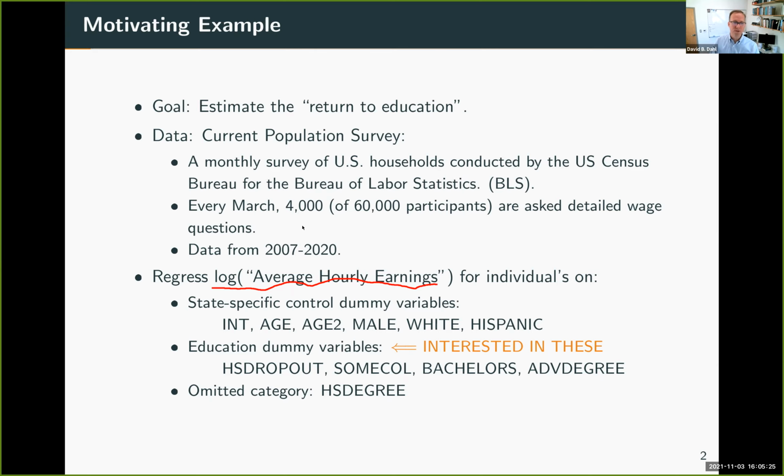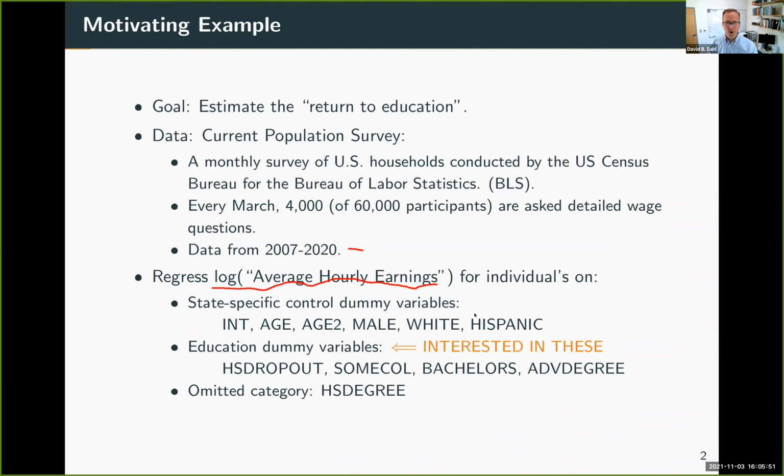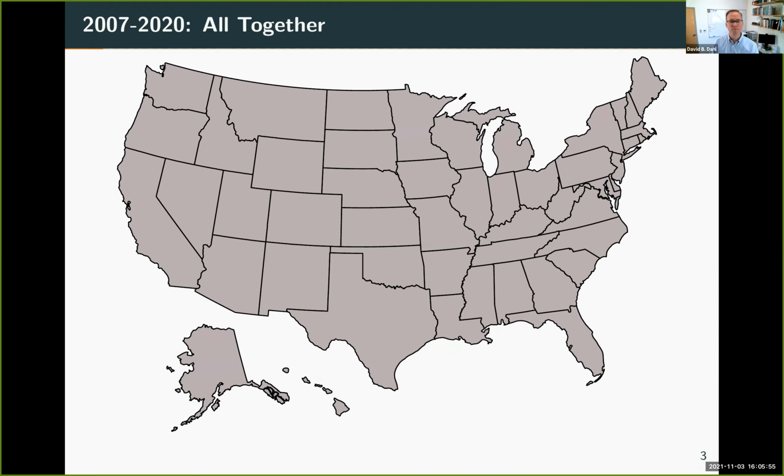Now we have available to us data from the Bureau of Labor Statistics, which every March collects detailed wage information from about 4,000 participants. And we have data from 2007 to 2020. Now we can just take all of that data from 2007 to 2020, all 14 years, and run that wage regression, and then estimate the coefficients of interest associated with the education variables.